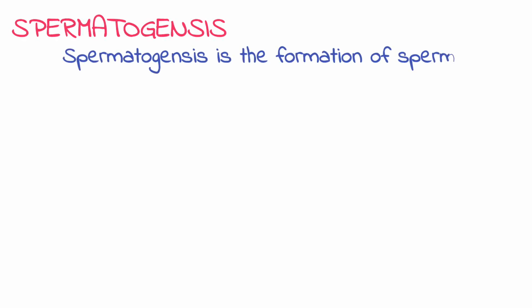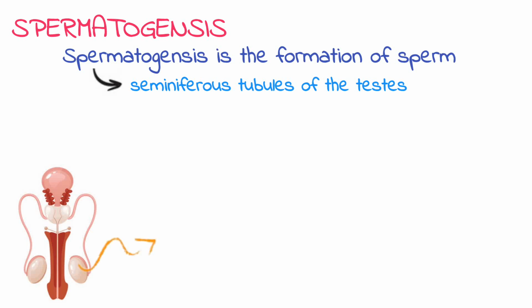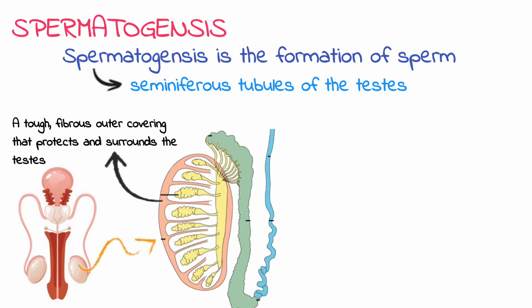Spermatogenesis is the formation of sperm in the seminiferous tubules of the testes. Let's discuss the normal structure of the testes. Surrounding the testes, a tough fibrous outer covering is present that protects and provides support to the testes. This layer is called the tunica albuginea.